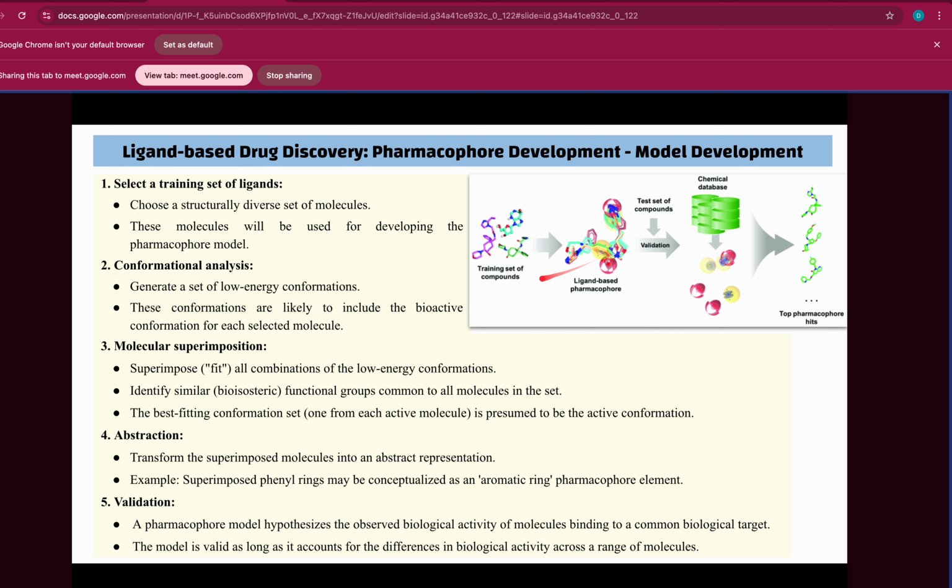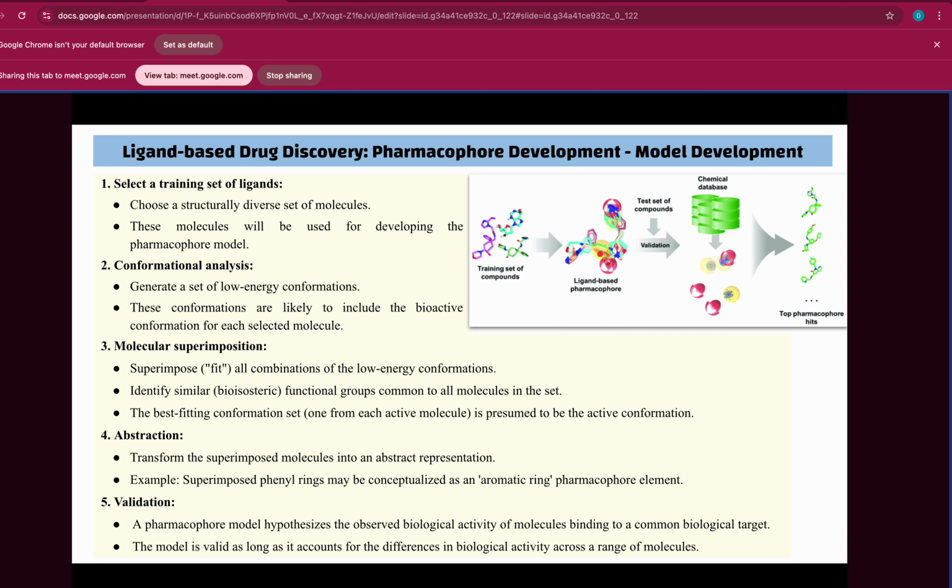Then for all those training compounds which I have shortlisted, I will perform their superimposition to find out in which positions they vary from one another. So this is done for only ligands. All those ligands are superimposed on each other, and then we identify the similar functional groups common to all molecules in the set. Then we find out which of the functional groups are similar in all those chemical compounds.